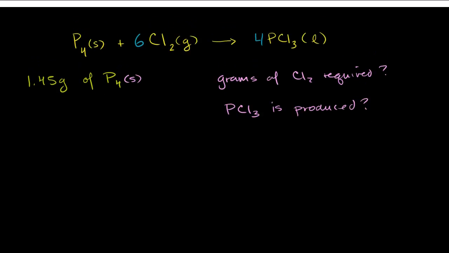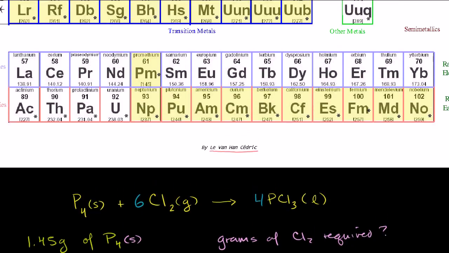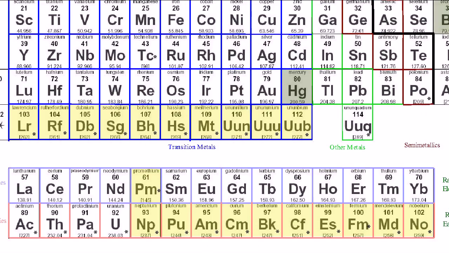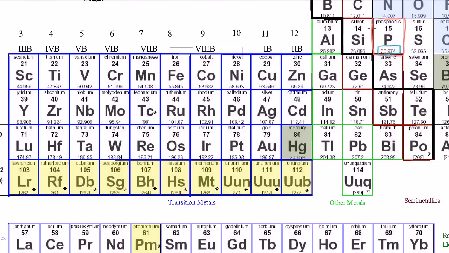Let's look at a periodic table. This periodic table, I have to give proper attribution to the maker. It's made by Levon Han Cedric. I got this off of Wikimedia Creative Commons. It had an attribution license. Other than that, free to use it. And let's go to phosphorus. Phosphorus right here has an atomic weight of 30.974. Let's just round that up to 31.